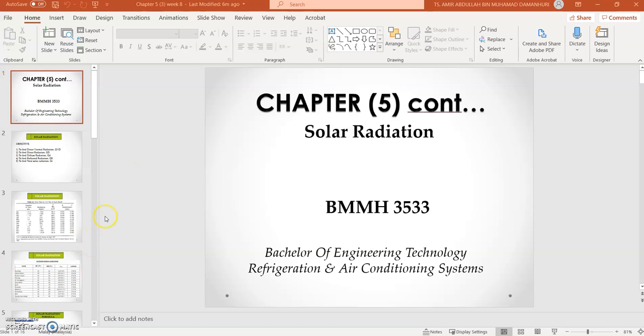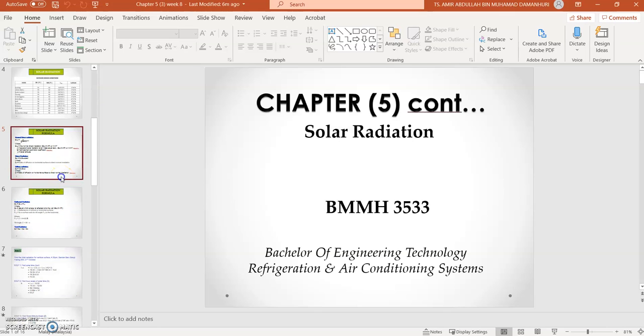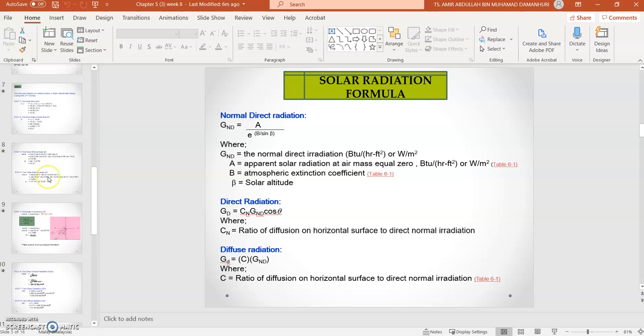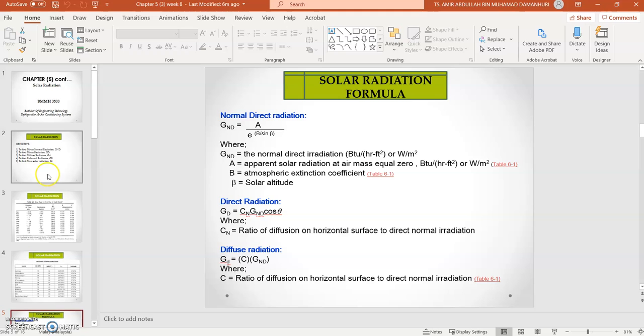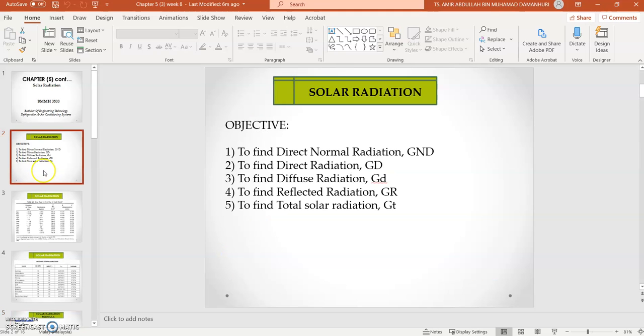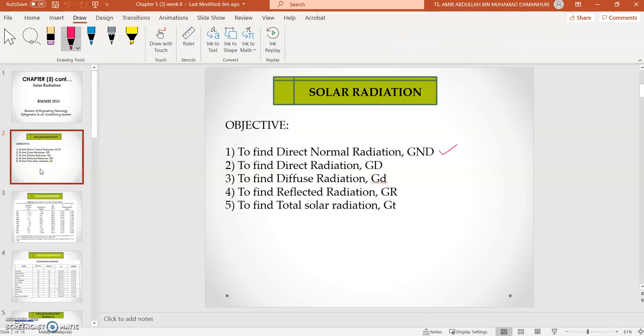In the previous part, we calculated our example until we found the angle of incidence. Now, after we find the angle of incidence, we will find the direct normal radiation, which is the GND, direct radiation, which is the GD, diffuse radiation, reflected radiation, and total solar radiation. Basically, all this part will be using a formula that I have.